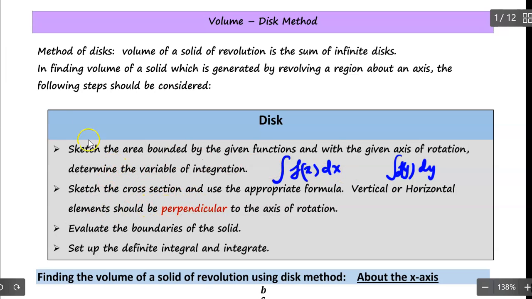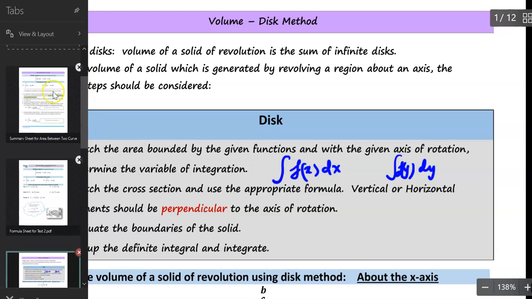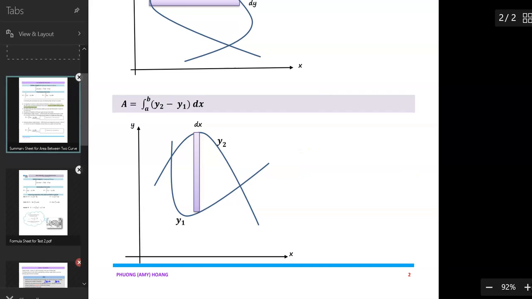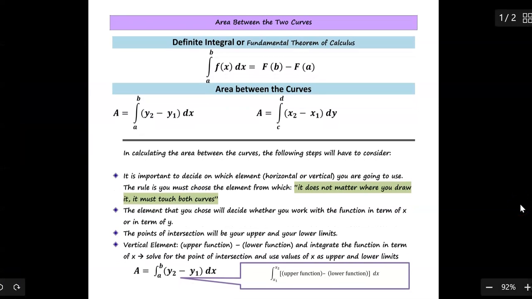Before I get into step number 2, I would like to review a few concepts about finding the area between two curves, which we did in a previous lesson. Let me open up the formulas that I have given to everyone. In the previous lesson, we talked about the area between two curves. To find it, you have to use either these formulas or these formulas.